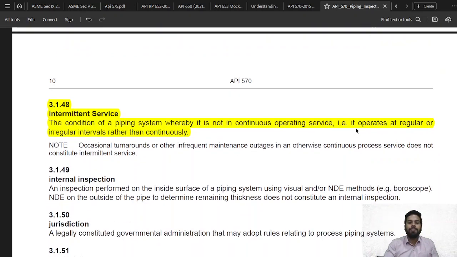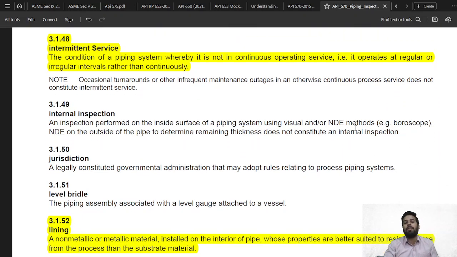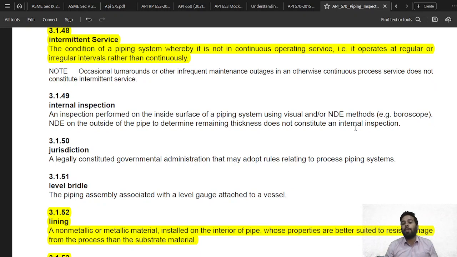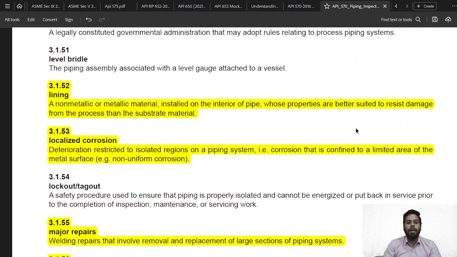Intermittent service: condition of a piping system whereby it is not continuous in operation, that is, it operates at regular or irregular intervals rather than continuously. Lining: a non-metallic or metallic lining installed in the interior of the pipe whose properties are better suited to resist damage from the process than the substrate material.